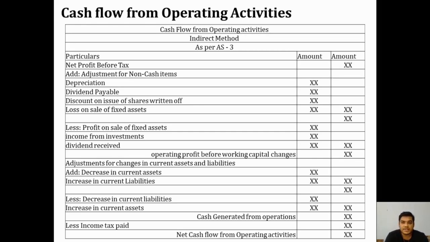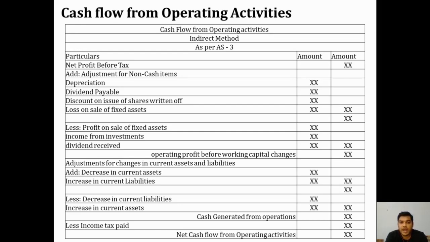So the format says particulars, inner column and outer column. First we have to consider net profit before tax. The amount will be written in the outer column. Then we have to add adjustments for non-cash items. Here we are adjusting non-cash items as well as non-operating expenses. For example, it may be depreciation, dividend paid, transfer to general reserves, or provisions for taxation, depending on non-operating expenses and non-cash items.